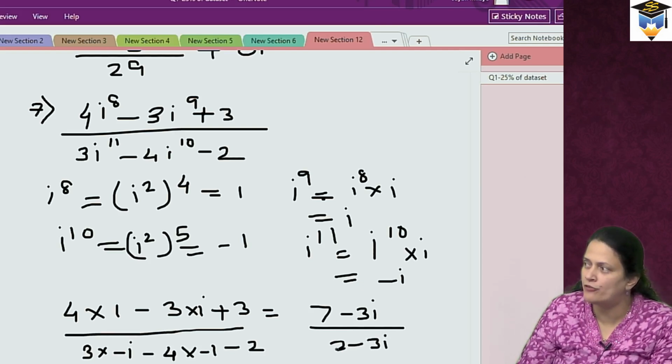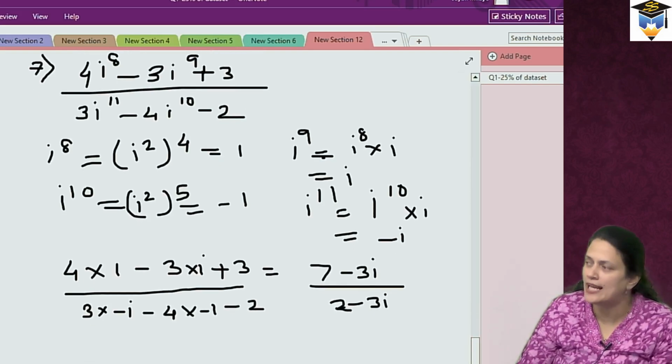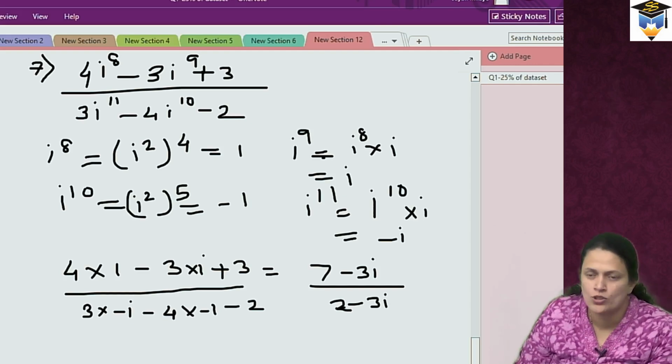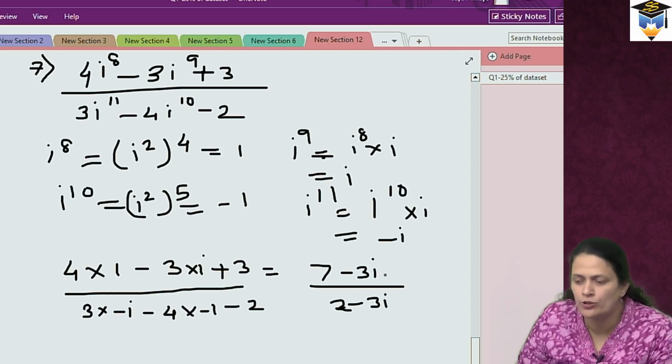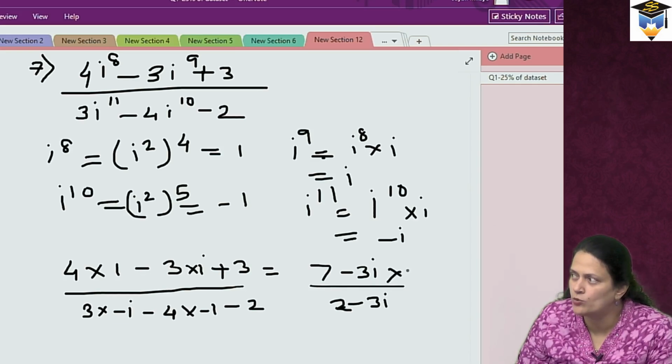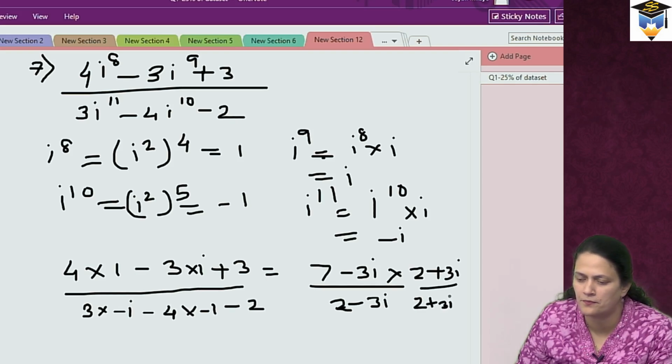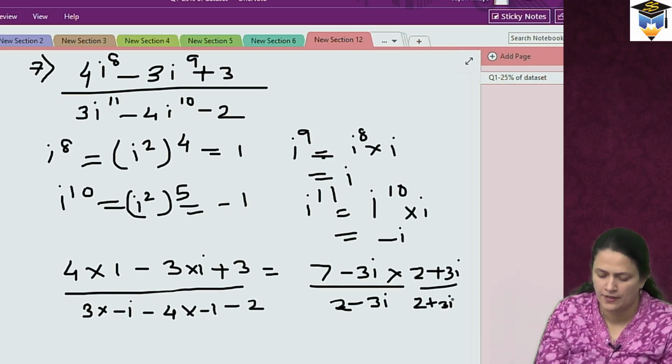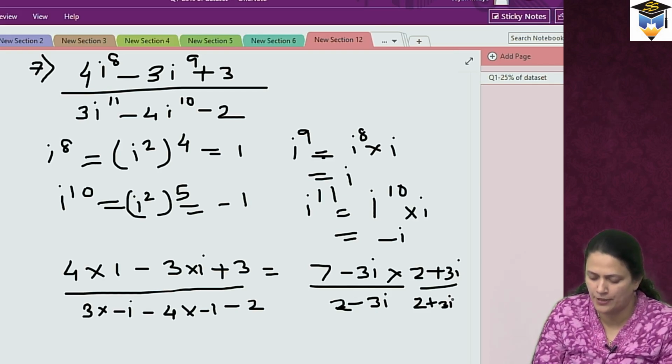Now we still have to bring it in the form of a plus ib. Is it in the form of a plus ib yet? No. So what are we going to do? Multiply both numerator and denominator by 2 plus 3i upon 2 plus 3i. Do the multiplication and tell me what is the answer. Let me know.